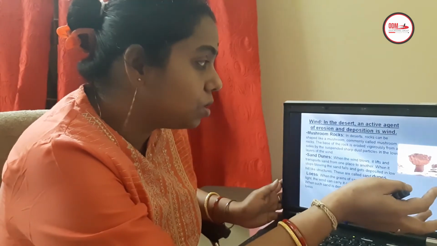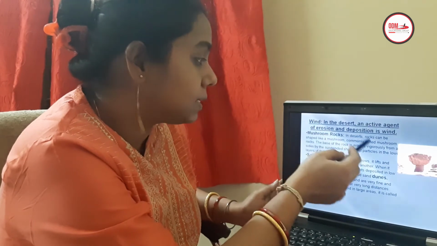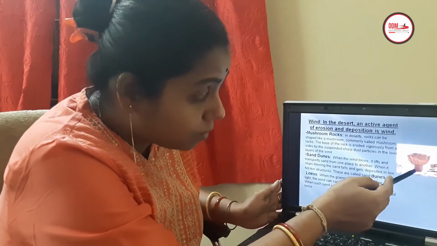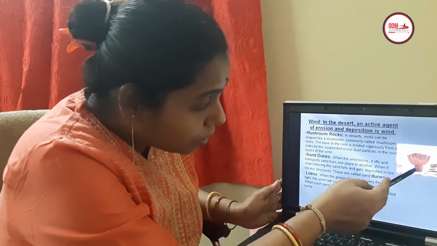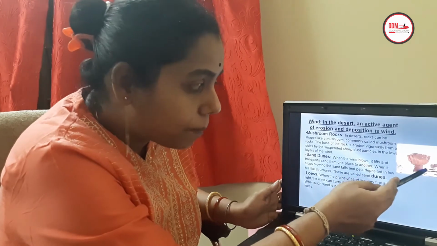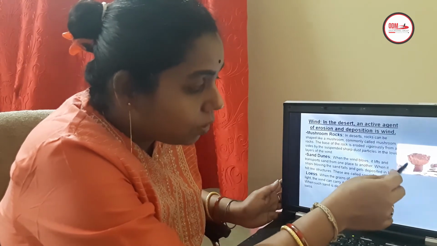Now coming to your wind, how it works for erosion and deposition: it prepares a mushroom rock. You can see this is one of the best mushroom rocks I have taken for you. You can see the lower bottom is very narrow and the upper part is wider. How does it happen? The wind erodes with small particles in the lower bottom, so it is eroded and you can see the structure like a mushroom.